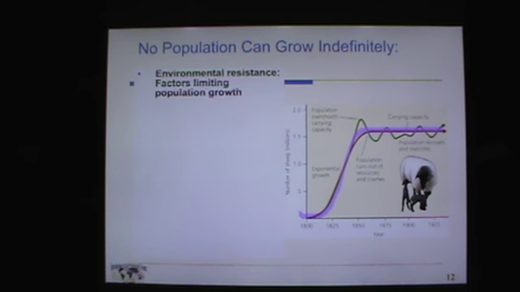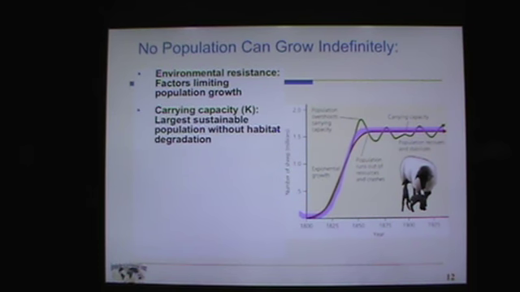This is an example of a population that started out growing quickly, and then it kind of flattened out. So what went on here? These are actually sheep. Factors that limit population growth are called environmental resistance. So, what we see in this graphic is that the sheep population grows up to a point till it reaches what is known as the carrying capacity. The carrying capacity of this particular environment for these sheep is the largest sustainable population without habitat degradation.